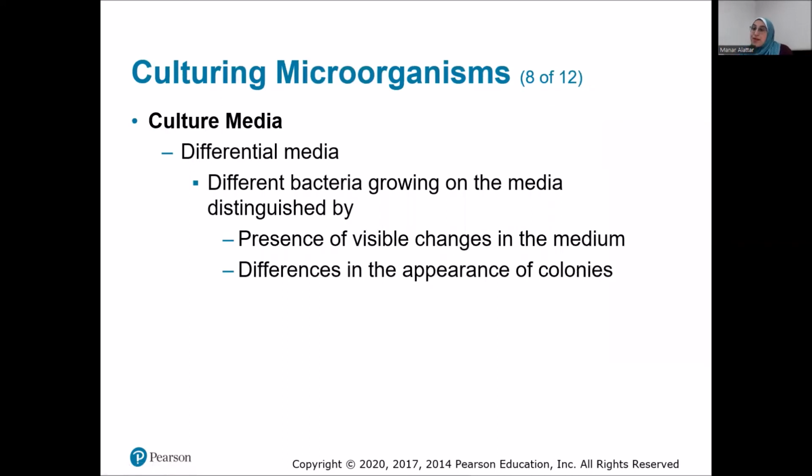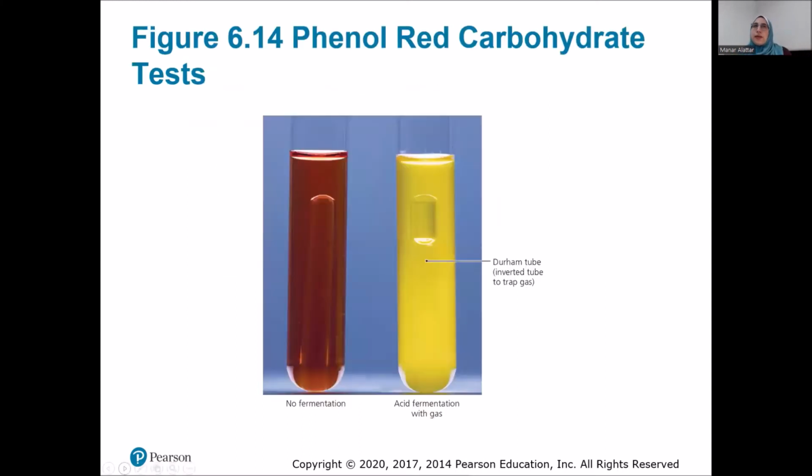Okay. Then you can add another layer to these media. You can have media that select for certain things, but then you can also add pH indicators or different types of metabolites within the media that will tell you different things about different organisms that do grow on them, right? Kind of like the blood agar, which is telling you the difference between different organisms, but even more so, okay? And so, for example, one of the things that we'll use is the phenol red carbohydrate tests.